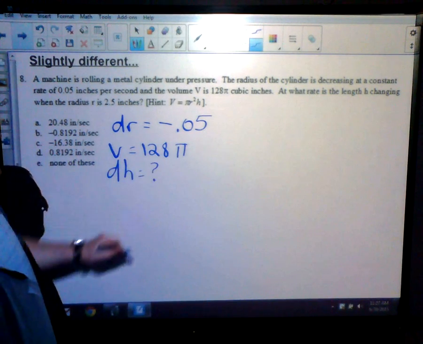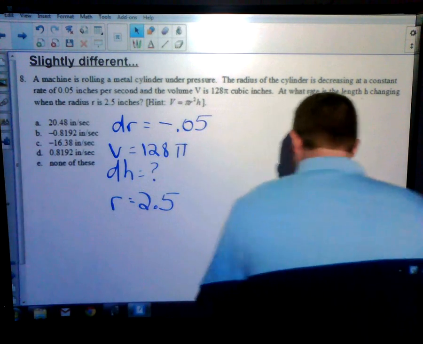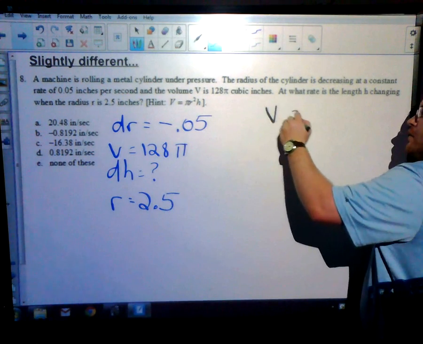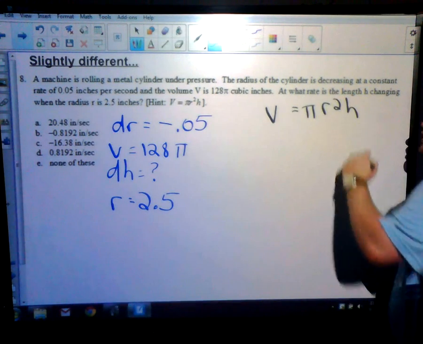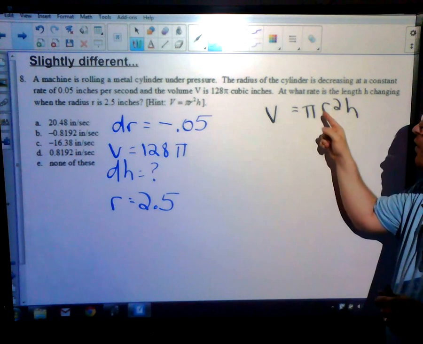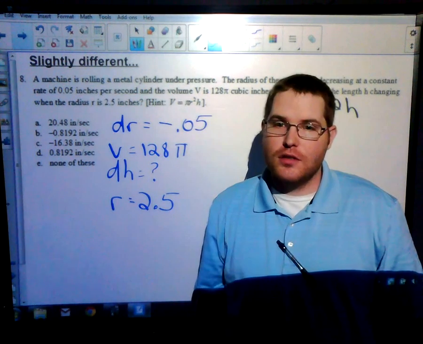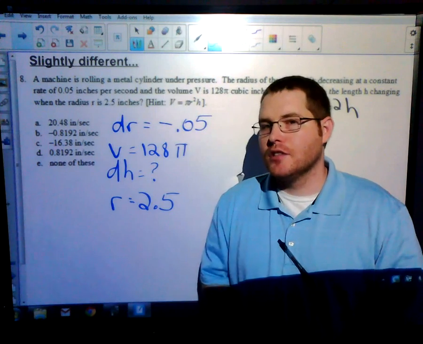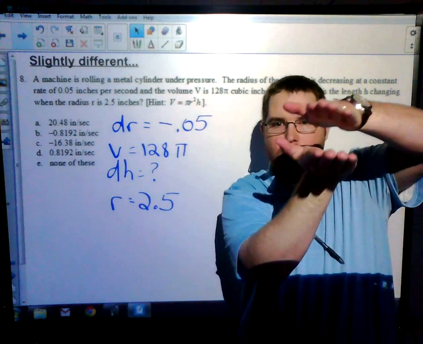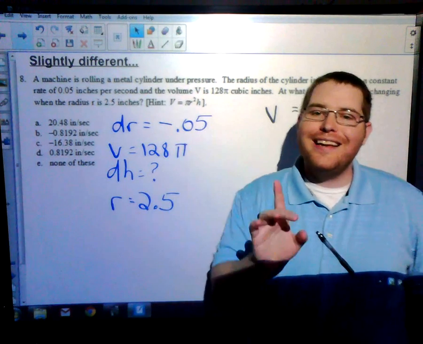So I don't know what dH is when R is 2.5. And it tells you that V equals pi R squared H. We have a problem. We have a V, and we have an R, and we have an H. We have 3 variables. I can't do this problem with 3 variables. But let's stop and think about this for a second. I have a cylinder, like a tube or a can, and it's rolling, and it's going to get skinnier and longer. But what about the volume?